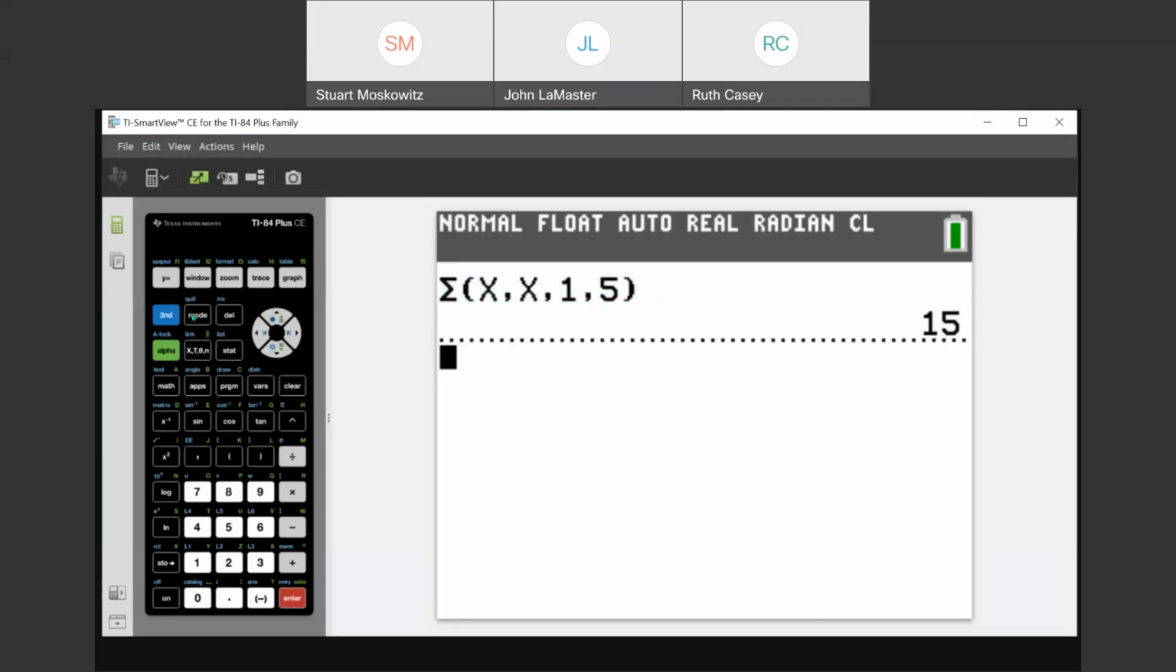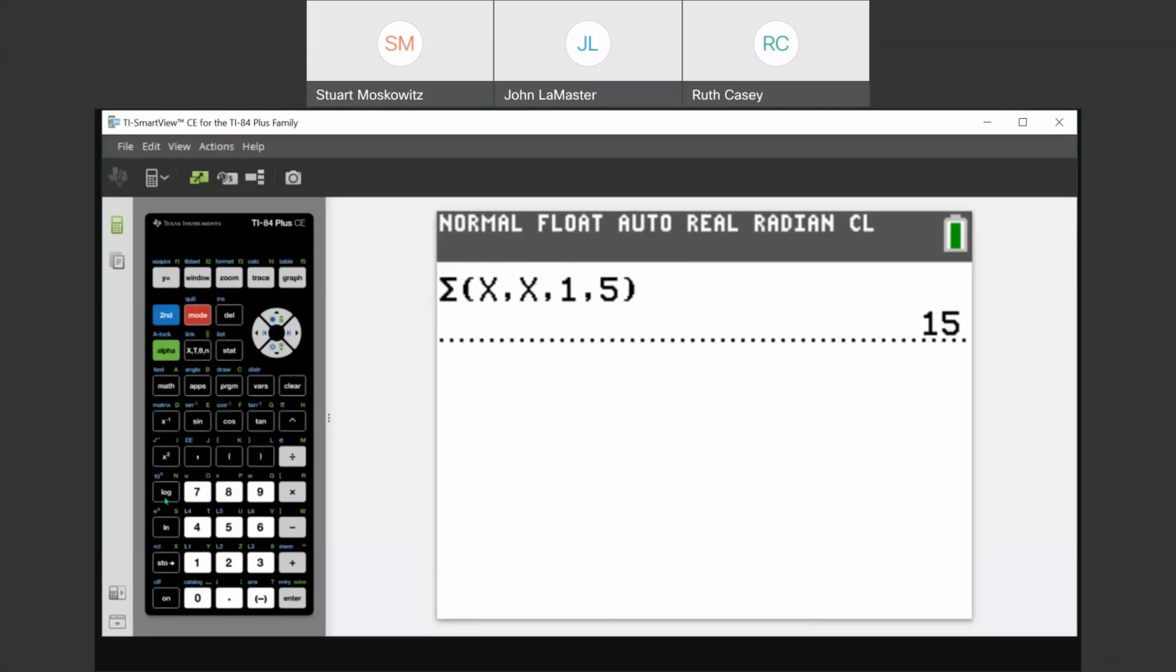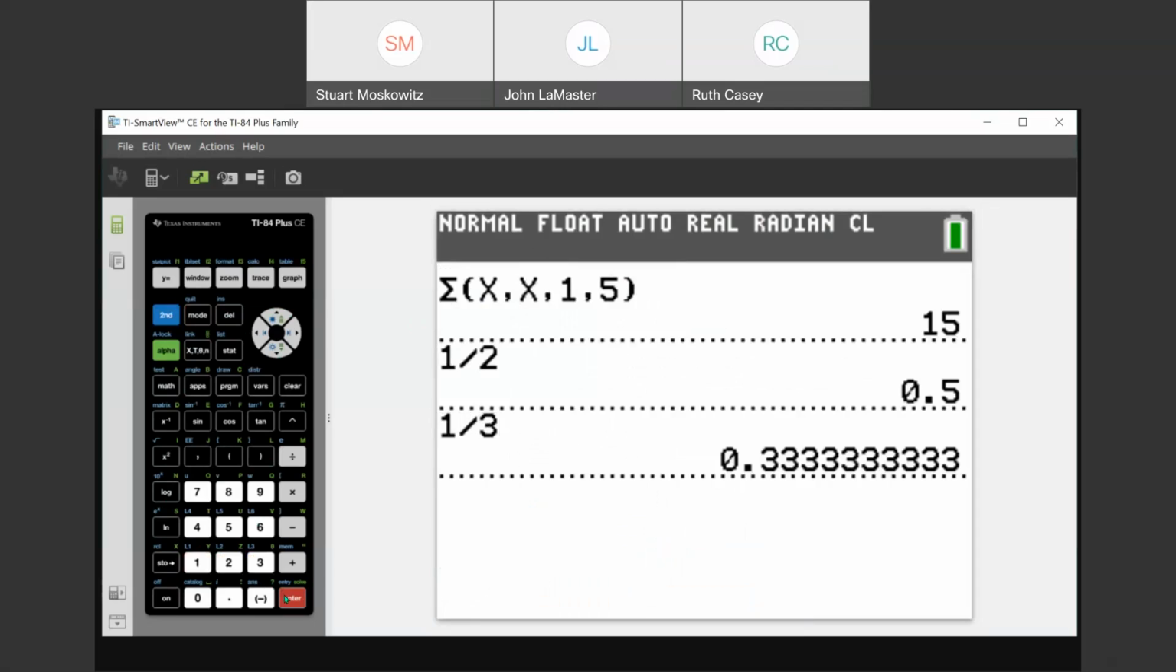Okay, one more thing on the mode menu I want to show you right now. I have an option of displaying the output in scientific or engineering notation, and a floating decimal point. Let's talk about what a floating decimal point means. If I go 1 divided by 2, it's going to give me an exact answer of 0.5. If I go 1 divided by 3, since that's a repeating decimal, it's going to show me as many digits as it can. It's going to show me the fewest number of digits to give me the best answer.